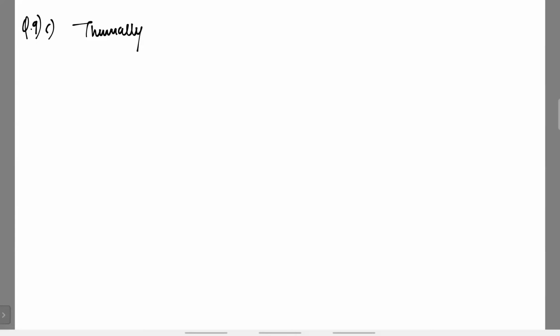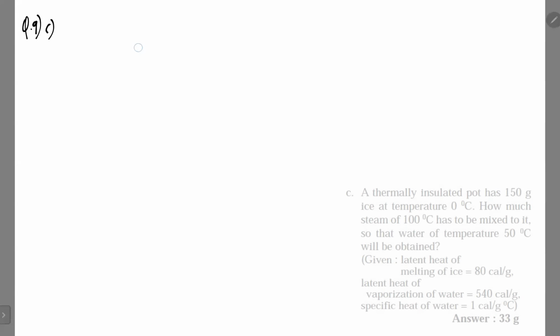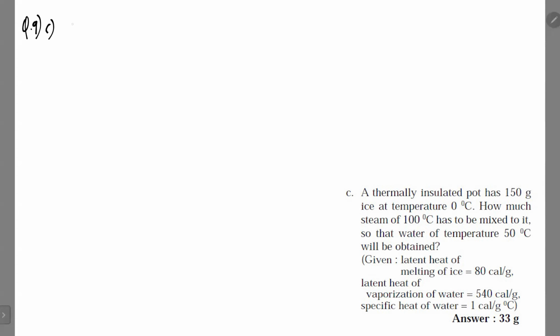Okay. What they have given, ध्यान से देखना. They have given a thermally insulated pot. Acha, by the way, a thermally insulated pot, don't you think it's a calorimeter? Yes, sir. ध्यान से देखना. There is a thermally insulated pot. This pot has a mass. Okay, there is a thermally insulated pot, which is nothing but a calorimeter.